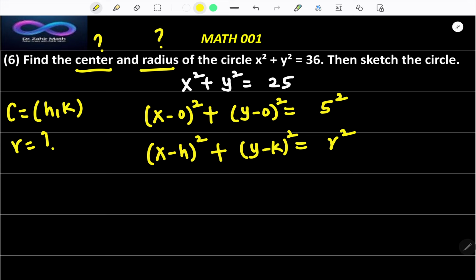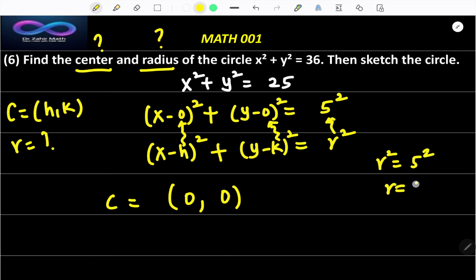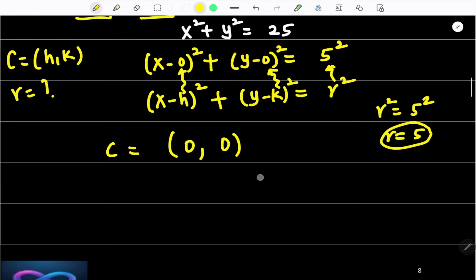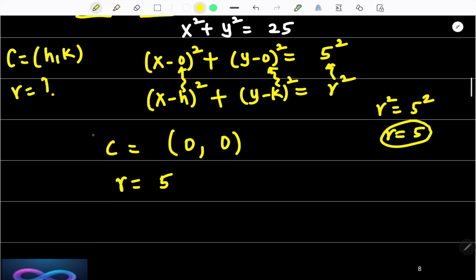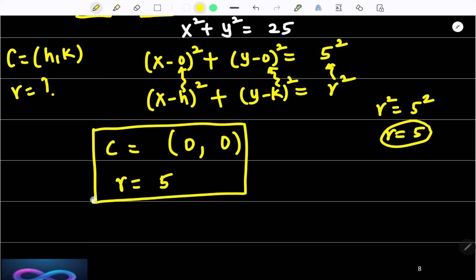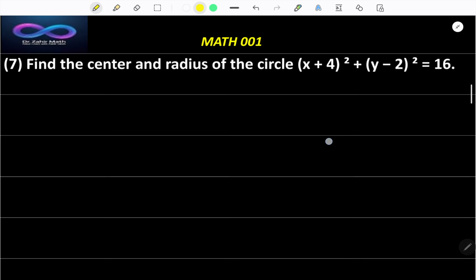So now just match and check h. h is equal to what? 0. Check k is also 0. So center is equal to 0, 0. Now check r square is equal to what? 25. Or you can write it like this, r square equals 5 square. So what is your r? Plus 5. Negative 5 is not allowed because radius cannot be negative, right? So this is your center and radius. Clear, all of you? Right. Let's go to the next question.